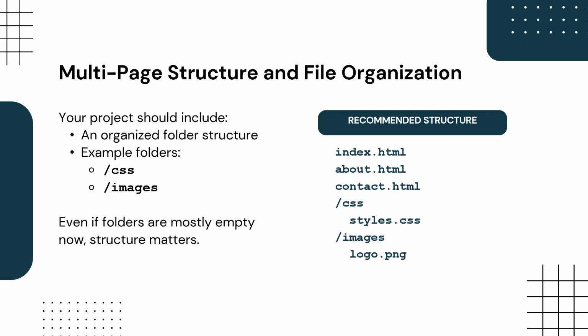So here on the right is the recommended structure. Again, you'll have your index.html, your about.html, your contact.html. Then you'll have a folder for CSS, which would contain your style sheets, and within that folder, you'll have styles.css. And then, off the root directory, you'll also have an images folder, and this is where you can put your logo and all the other images. This is going to keep your code clean and easy to manage. It also mirrors how real web projects are built.